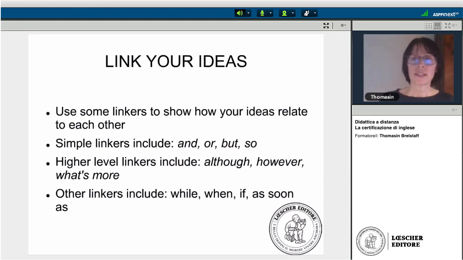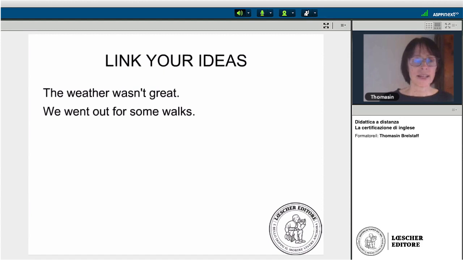They'll help your writing to read more fluently, to flow better, and they'll help you to join different clauses together to make slightly longer sentences. So a little task for you now. Two sentences. I wanted to link them together.